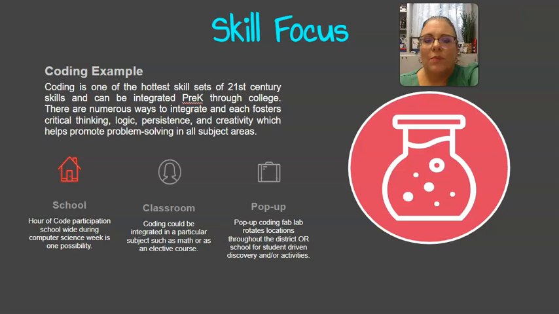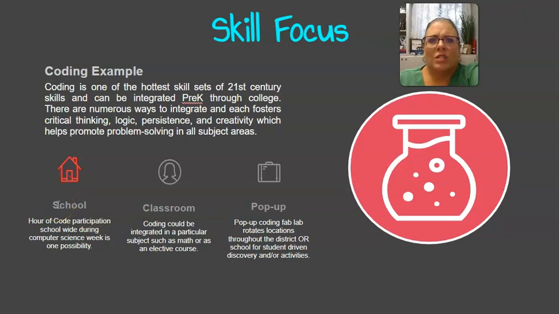Now, another example that was mentioned was a skill focus. So I'm going to use coding as an example because there's all kinds of coding resources out there that you can find, and you can actually even earn money for your classroom for your students completing coding activities in Khan Academy. So one thing is school.